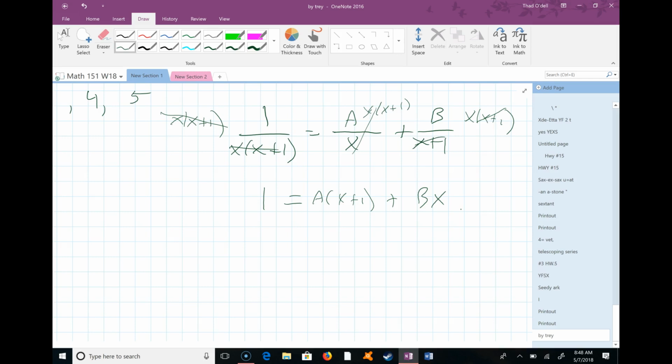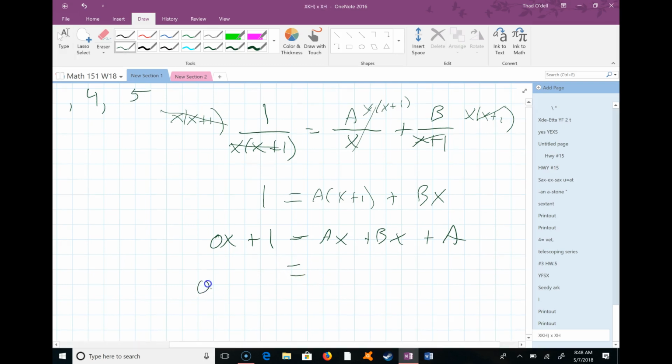So over on this side, I have 0 x's and 1. Over here, I have an ax and a bx and an a. See how I just multiplied the a through and kind of got the x's together? So on this side, to be more specific, I have 0 times x plus 1, and I have a plus b times x, don't I? You see that? If I add ax plus bx, I get a plus b times x.